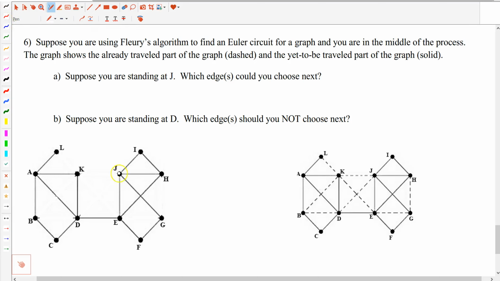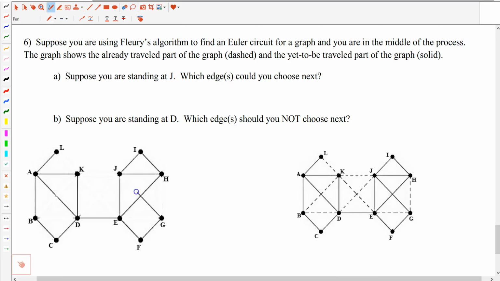For part A, I'm standing here at vertex J. Which edges could you choose next? Could I choose JI? Well, if I were to erase it, does it cause the graph to be disconnected? Could I still get from any vertex to any other vertex? Yeah, I could. So JI is not a bridge, and so I could pick that one. Now we'll put it back. What about the edge from J to H? If I were to remove it, does it cause this graph to be disconnected? I can still get from any vertex to any other vertex, so that edge is also a viable option. I could go from J to H.